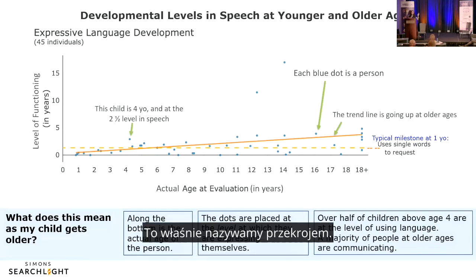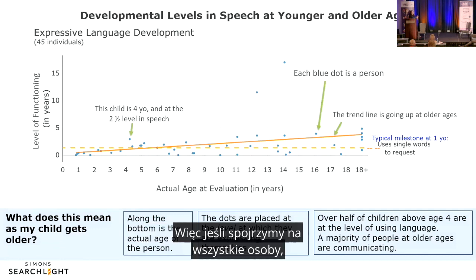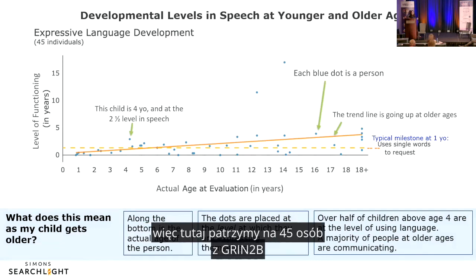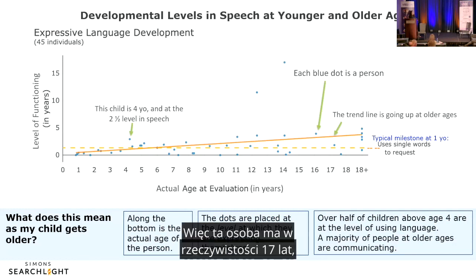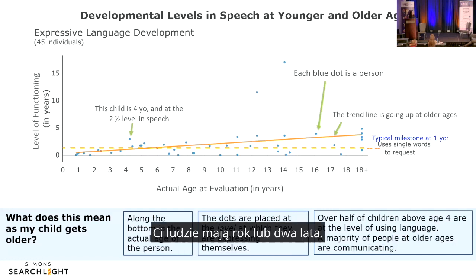So this is what we call cross-sectional. If we looked at all the individuals, here we're looking at 45 individuals with GRIN2B at this point in time. And so each one of these little blue dots is a person with GRIN2B. On the bottom is their actual age. So this person is actually 17 years old. These people are actually 1 or 2 years old.